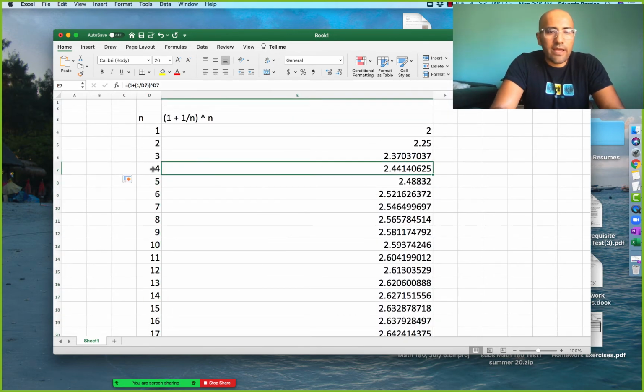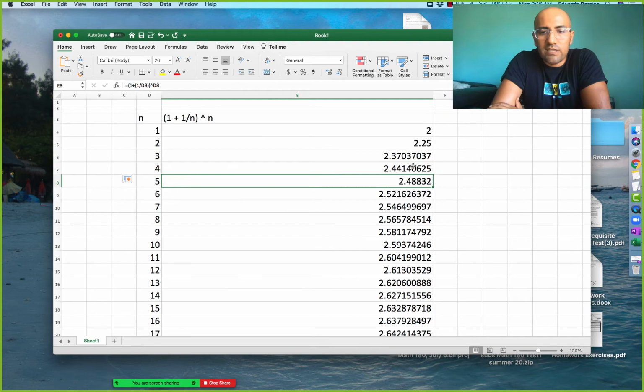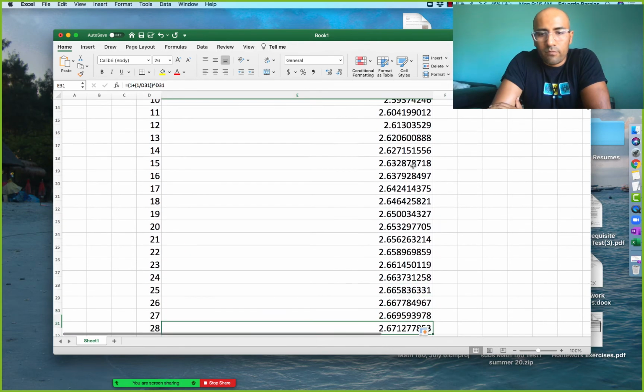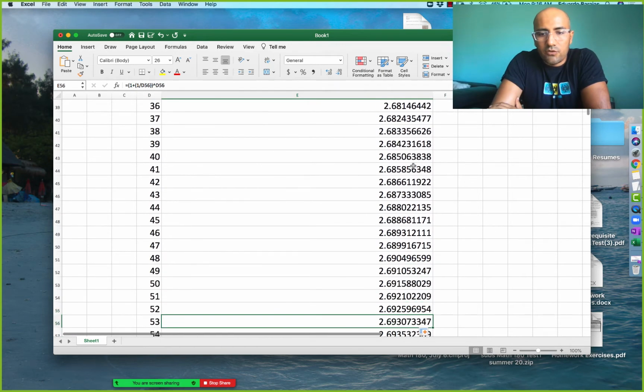Okay, so keeping track of the value of n, look at what happens to the output, right? Obviously, we always start off with a 2, but then the first decimal after the 2 was a 2 first, then a 3, then a 4, then a 5. So let's keep track of that first decimal after the 2. Right now it's at 6, 2.6 something. And then it says 7 now, 2.7 something.